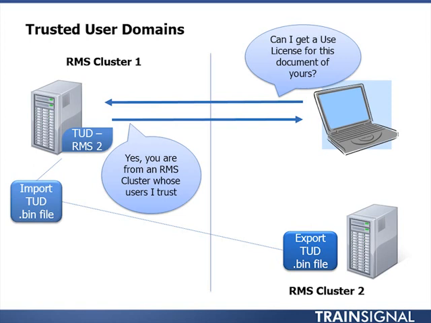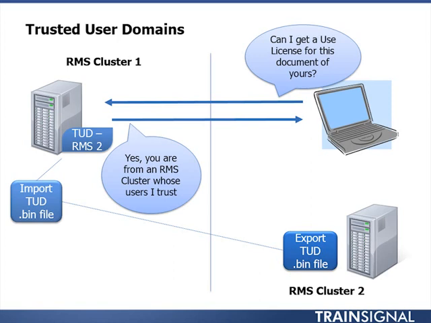And you can see the scenario here. I've got a client computer. It has a document that it received from somebody. But that document was encrypted using resources in RMS Cluster 1. It was the server licensor certificate for RMS Cluster 1 that was used to encrypt that content. The client computer is part of RMS Cluster 2 and therefore doesn't ordinarily have access to RMS Cluster 1's SLC.